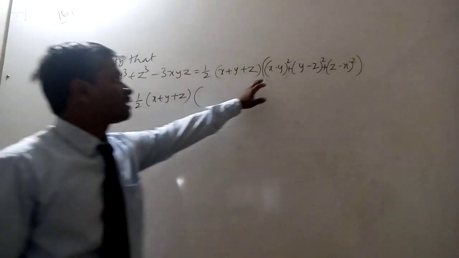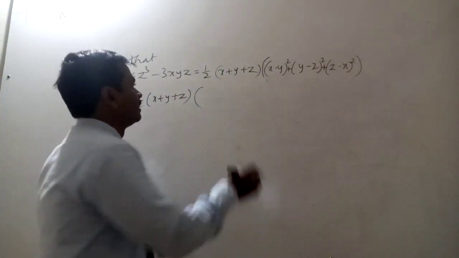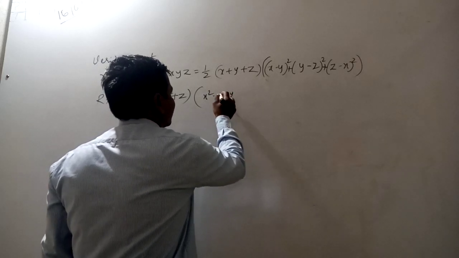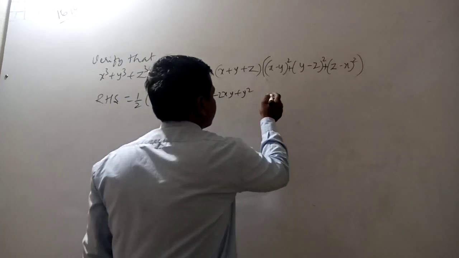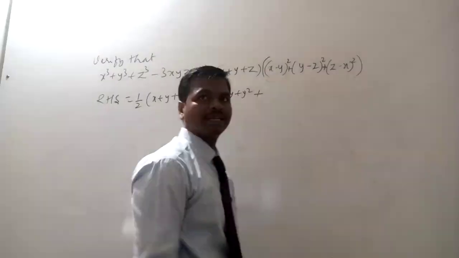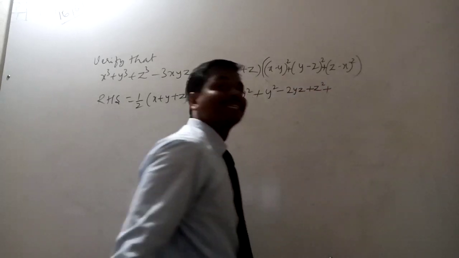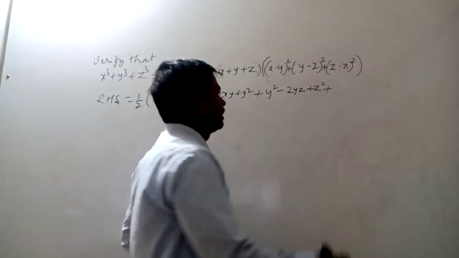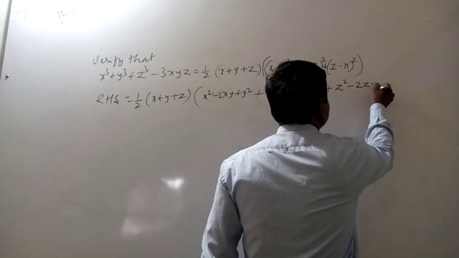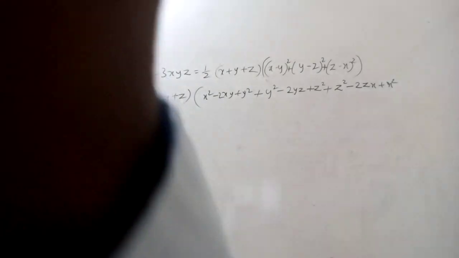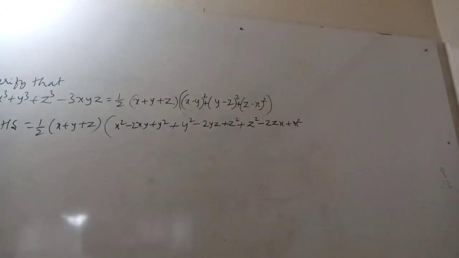Now here a minus b whole square, we are using the a minus b formula. x minus y whole square is x square minus 2xy plus y square, plus y minus z whole square, that is y square minus 2yz plus z square, plus z minus x whole square. We are using identity formulas here. z minus x whole square is z square minus 2zx plus x square. Now we will simplify this one and write the answer.